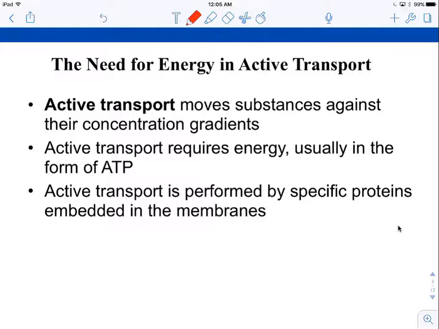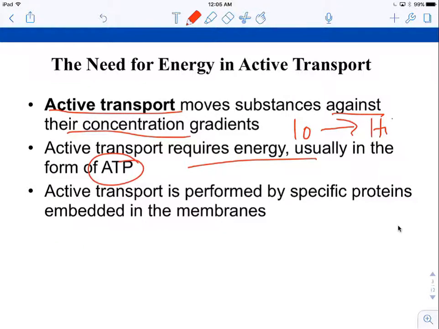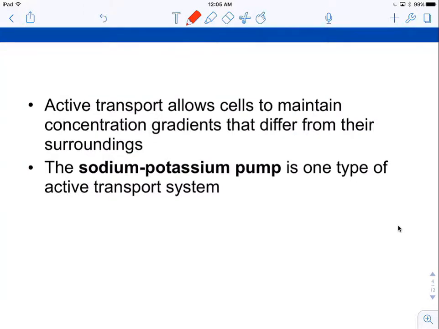Okay, so again, active transport moves substances against the concentration gradient, so from an area of low concentration to an area of high concentration. It requires energy, usually in the form of ATP, and it is performed by specific proteins embedded in the membrane, transport proteins. Active transport allows cells to maintain concentration gradients that differ from the surroundings.